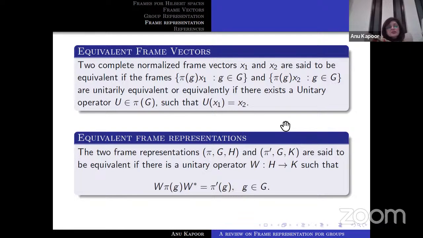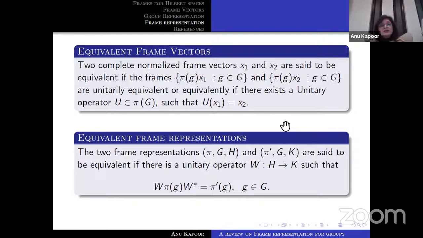And then next we define the equivalent frame representations. The two frame representations π on H and π' on K are said to be equivalent if there is a unitary operator W from H to K such that W π(g) W adjoint is equal to π'(g), for all g belonging to G. It is in sync with all the definitions of the representations.